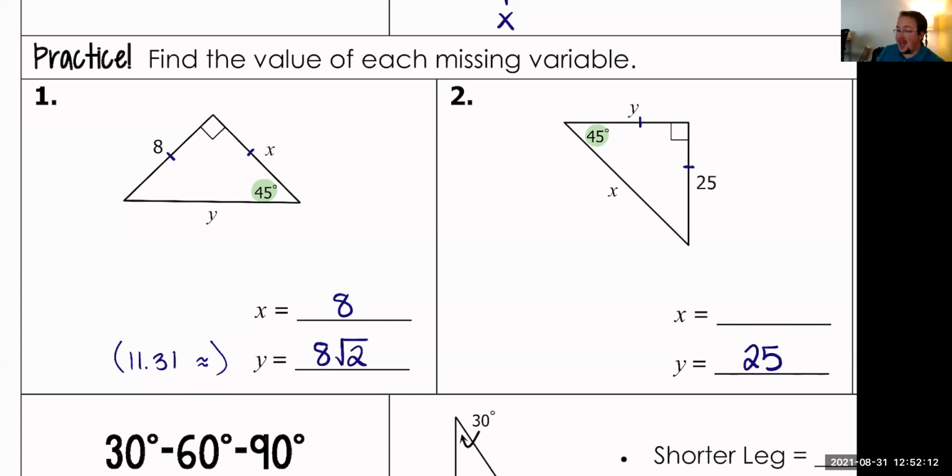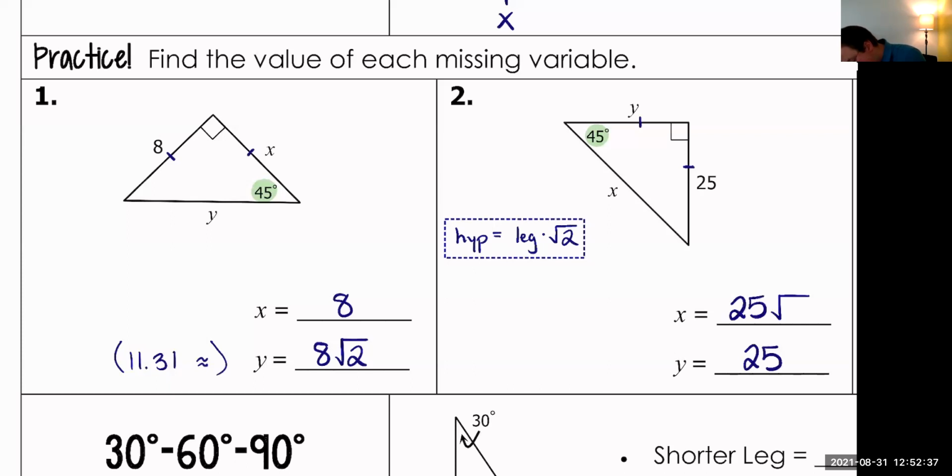Not quite. So x, we have a value for it. X is the hypotenuse. So maybe I should write it this way. The hypotenuse equals the leg times the square root of 2. Do I know the leg? 25. Can I put a square root of 2 next to it? Yes. That would be your hypotenuse.